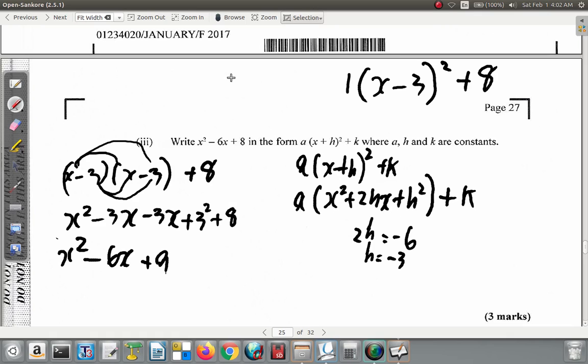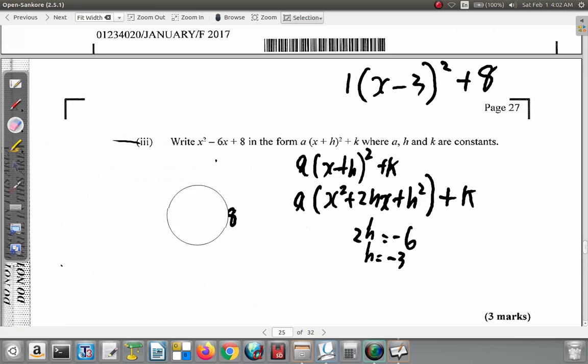Something went wrong here. Let's look at it again. A(x plus h) squared plus k. What we do is add half the coefficient of x. Oh, I forgot to do something. There was something I forgot to do. Let's do this thing again. Here, the thing that I forgot to do was this.